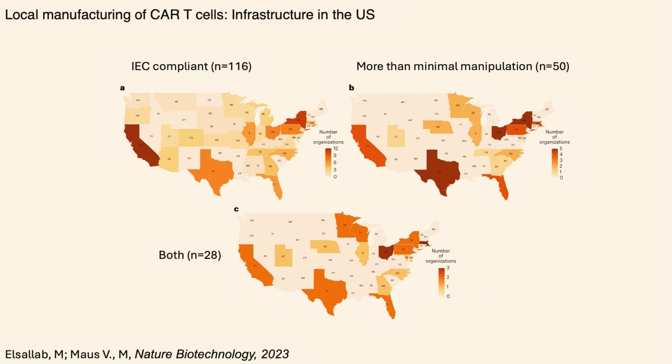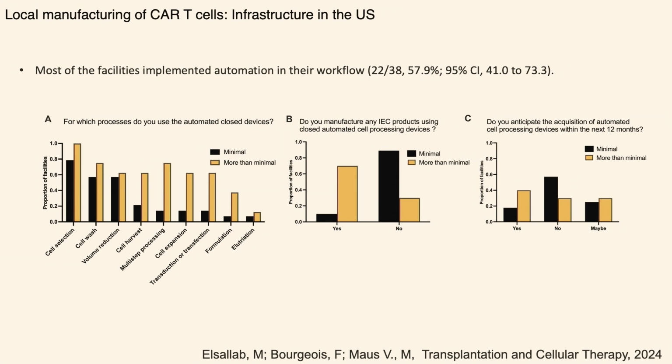And this is from a survey that I conducted during my time at the Harvard MIT Center for Regulatory Science. We looked at what the practices and the available infrastructure are that can serve this purpose. Not very surprisingly, most of the facilities for minimal manipulation and more than minimal manipulation utilize automated systems and are familiar with using tubing sets and handling liquids, similar to what we see in manufacturing of more than minimally manipulated products.